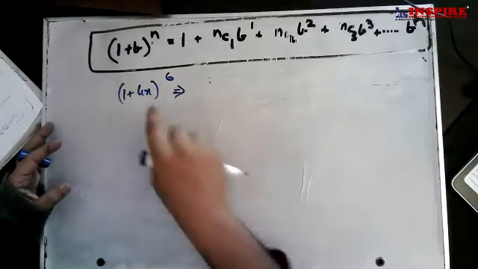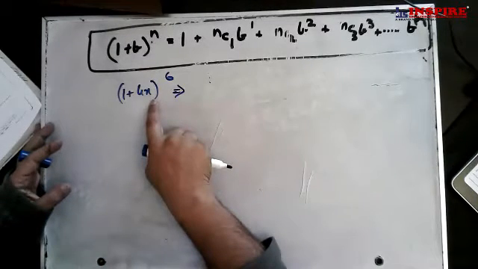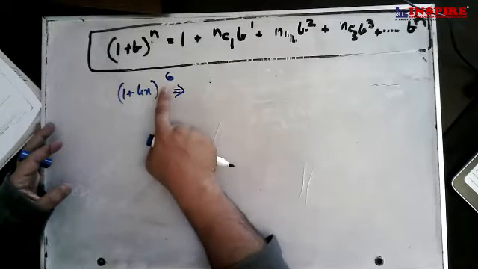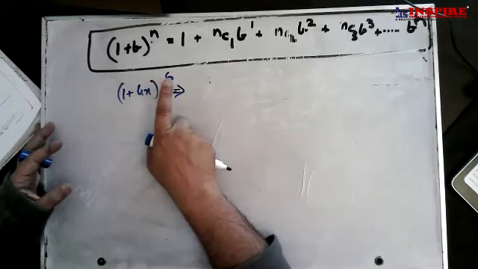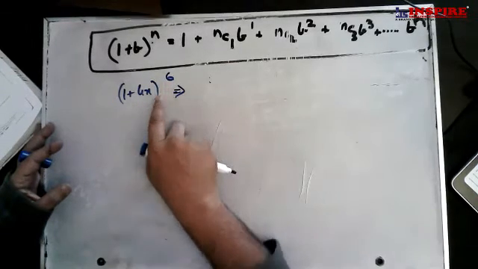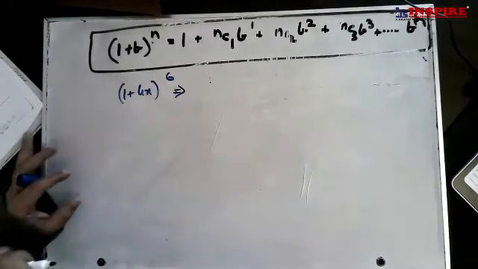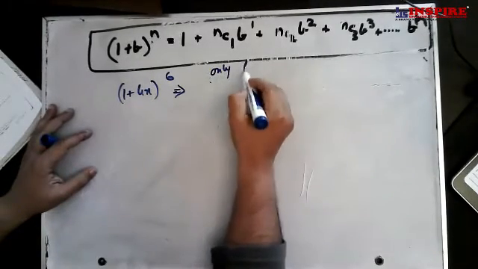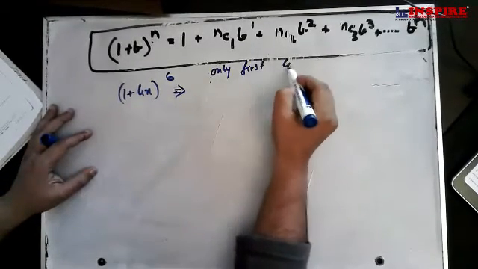Before I go ahead, I want to ask all my students right now, how many babies are we going to get? We're going to get 7 babies. The power is 6, we're going to get 7. That's the rule. It's always one extra. Now, fortunately, the question has asked us to find only the first 4 terms.